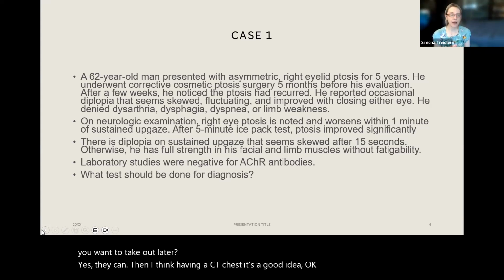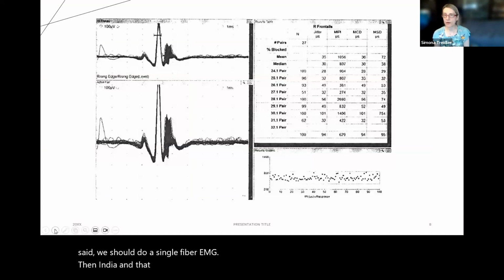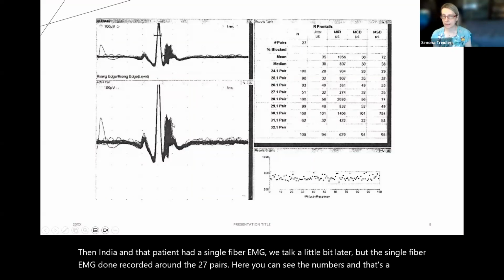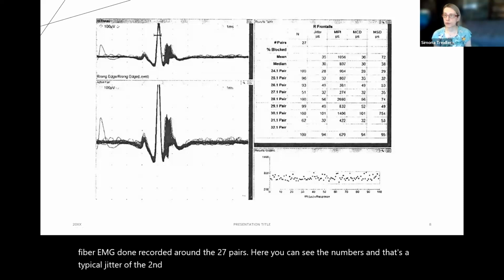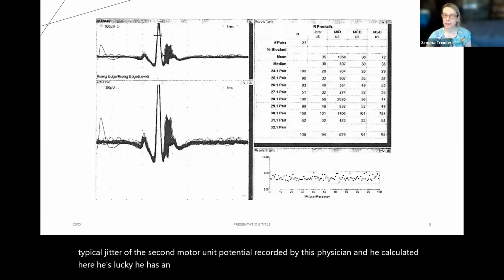Okay, then like your colleague said, we should do a single fiber EMG. In the end, that patient had a single fiber EMG. We'll talk a little bit later, but the single fiber EMG recorded around 27 pairs. Here you can see the numbers. That's a typical jitter of the second motor unit potential recorded by this physician. And he calculated here, he's lucky he has an electronic machine like I do that calculates everything for you.